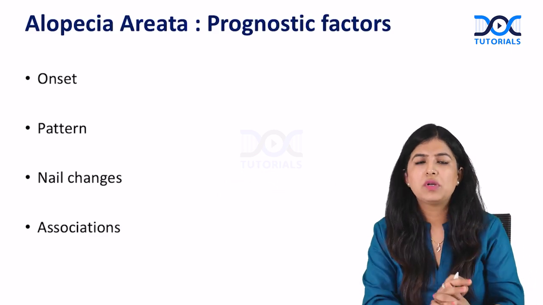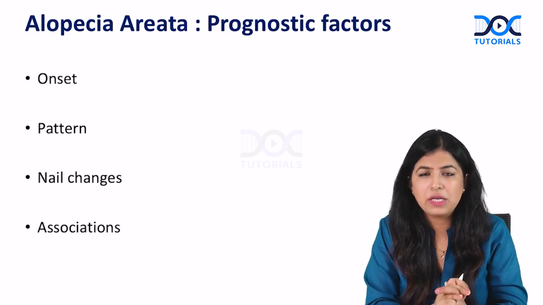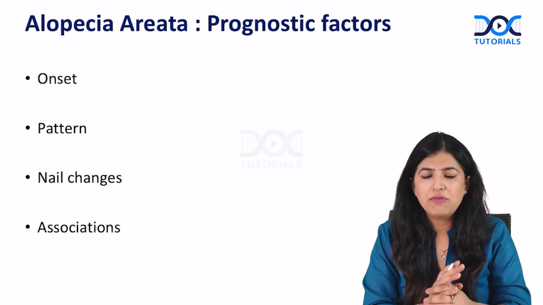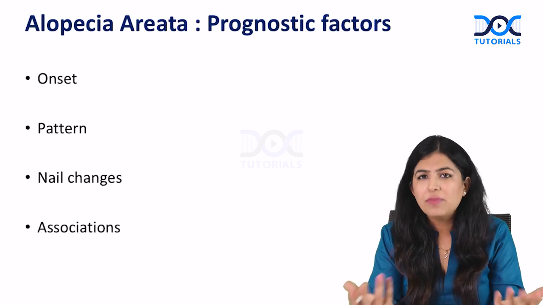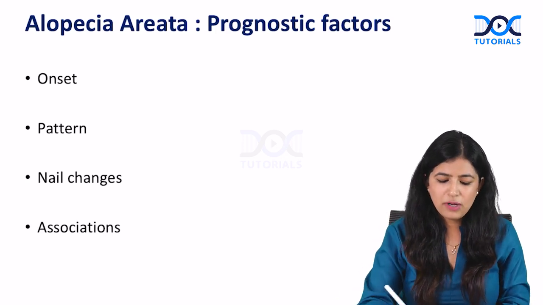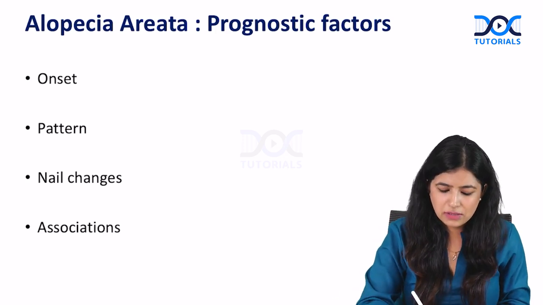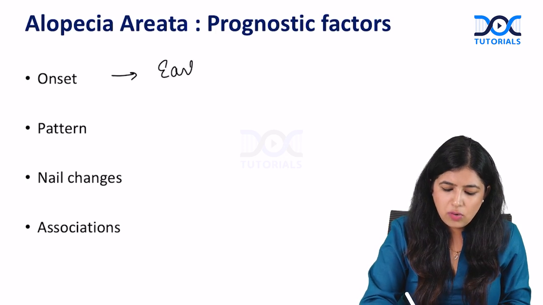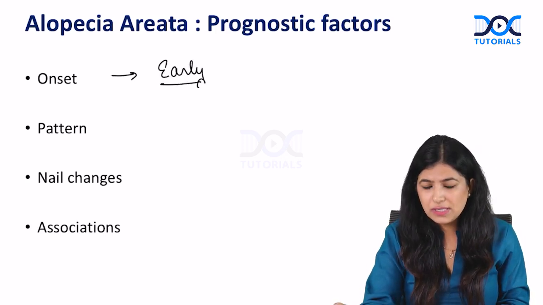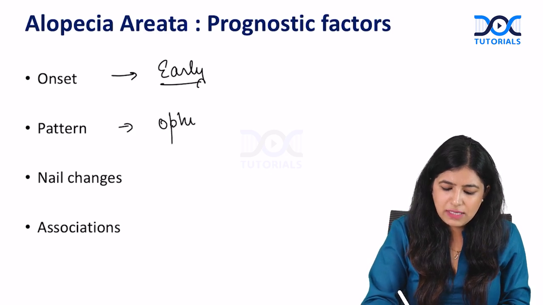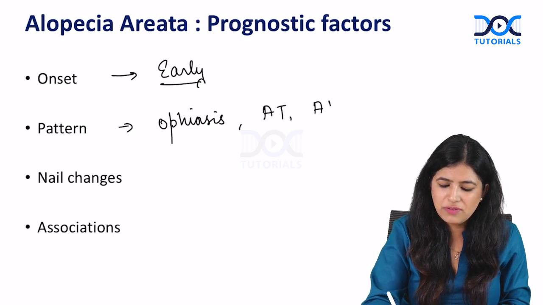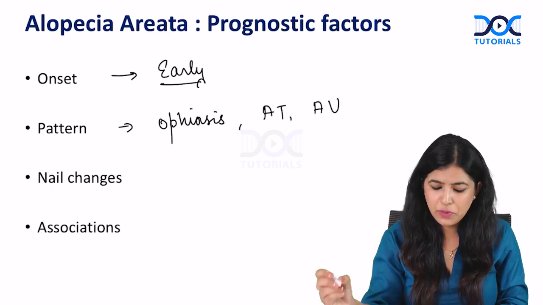Then we have some prognostic markers in alopecia areata. What will be the tendency for the disease to show regrowth? When will it show regrowth? How much will it progress? So all of these can be defined by certain factors. Early onset of the disease is a poor prognostic marker. Then the different patterns that we have seen: ophiasis, alopecia totalis, alopecia universalis, all of these are again poor prognostic markers.